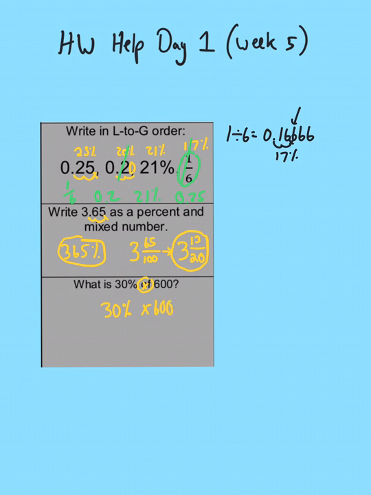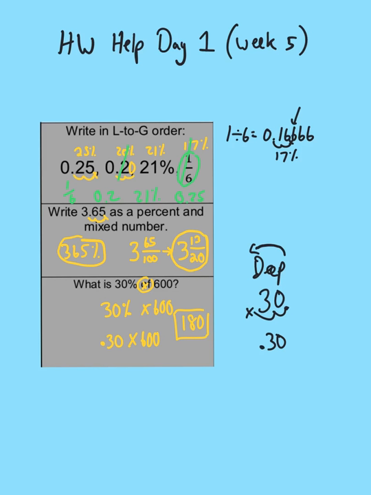Now, if you don't have a percent button, then you change 30% to a decimal. And remember, to do that, we have to "deep" it. Since it's a percent, we go twice to the left to make it 0.30 or 0.3. So if you don't have a percent button, you type in 0.30 times 600. And either way, you're going to get 180 as your final answer.